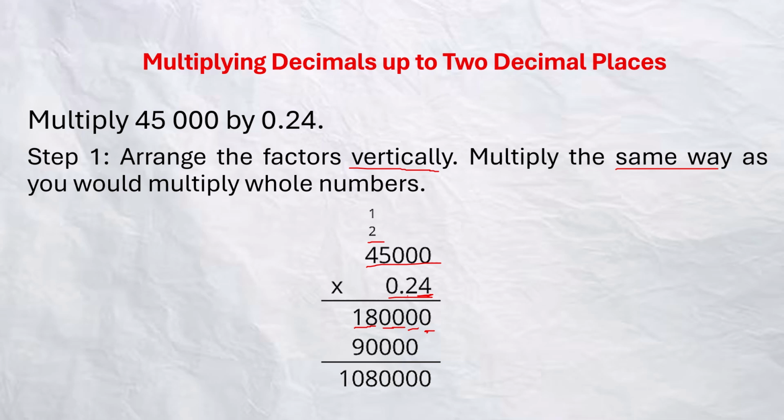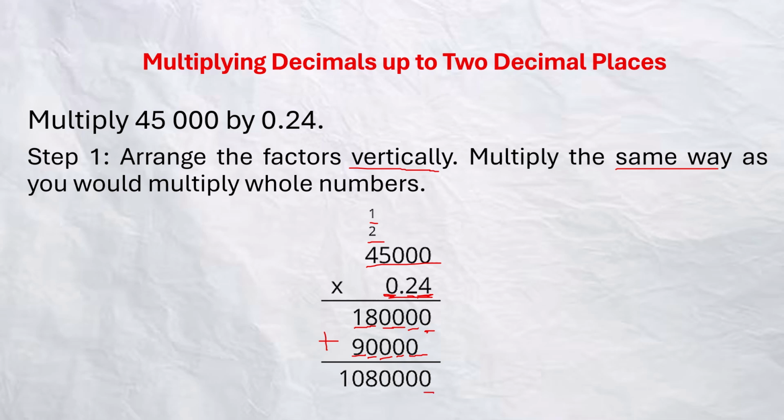Next digit is the digit 2. 2 times 0 is 0. 2 times 0 is 0. 2 times 0 is 0. 2 times 5 is 10, so 0, regroup 1. 2 times 4 is 8, plus 1 is 9. We don't have to multiply 0 anymore because any number that you multiply by 0 is always 0. So let us proceed with addition to get our final product.